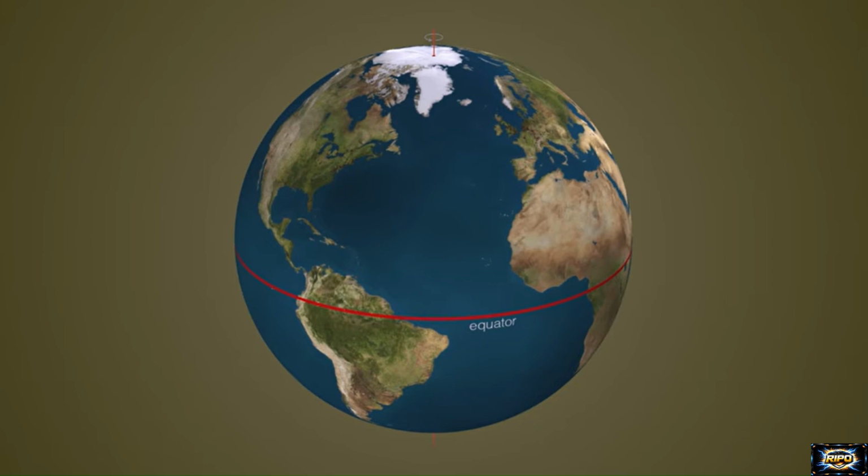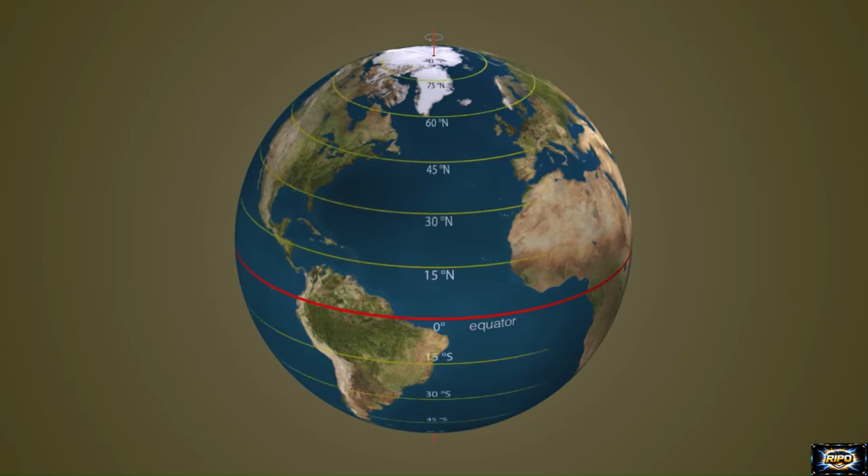But that also means that we can now draw parallel lines to the equator, giving us what we call parallels of latitude. So we start at 0 degrees at the equator, and we arrive at 90 degrees north at the North Pole and 90 degrees south at the South Pole.